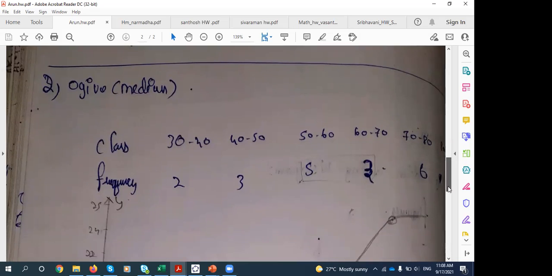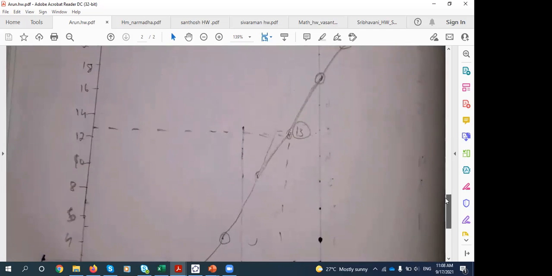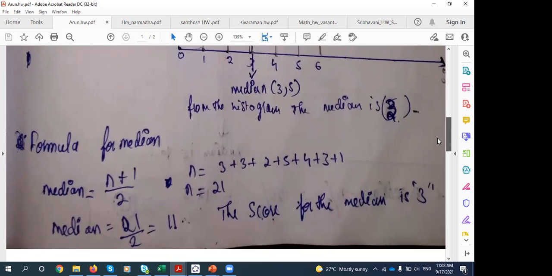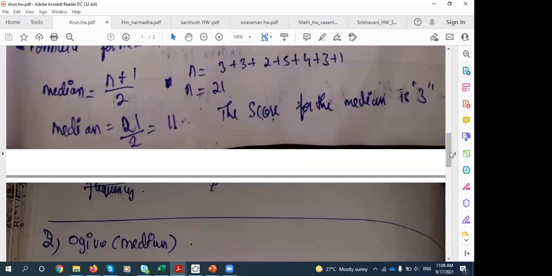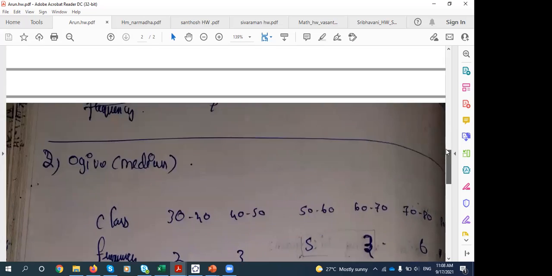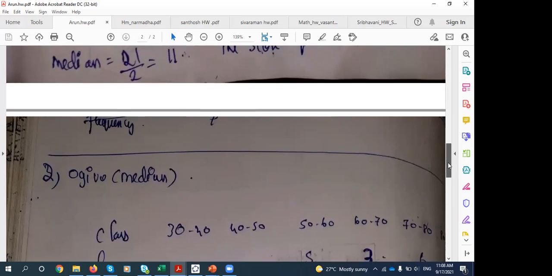So overall, you can understand what I would feel about this homework. Okay. I mean, if you're using class interval here, why not use the same thing for histogram here? Okay.